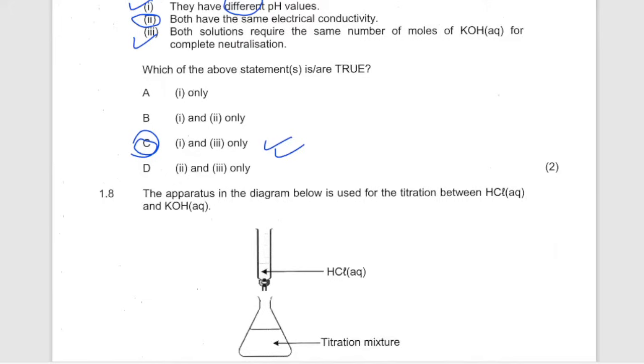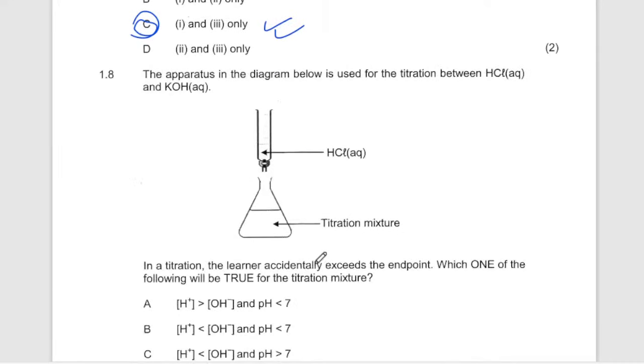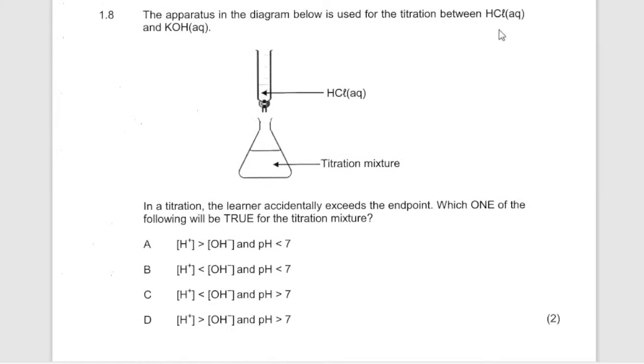We go to the next question. The apparatus in the diagram below is used for titration. Yeah, we use this to do the titration. But they are saying hydrochloric acid and potassium hydroxide. In titration, the learner accidentally exceeds the endpoint. Which one of the following will be true for the titration mixture?